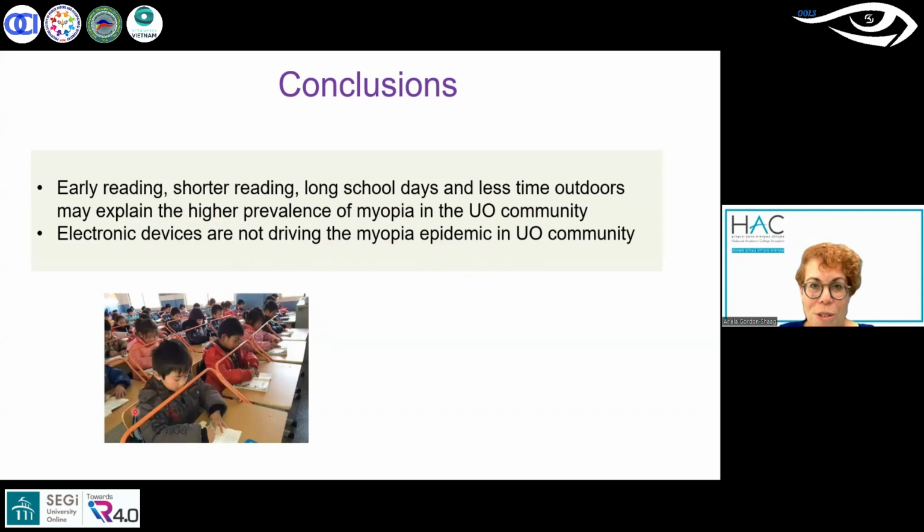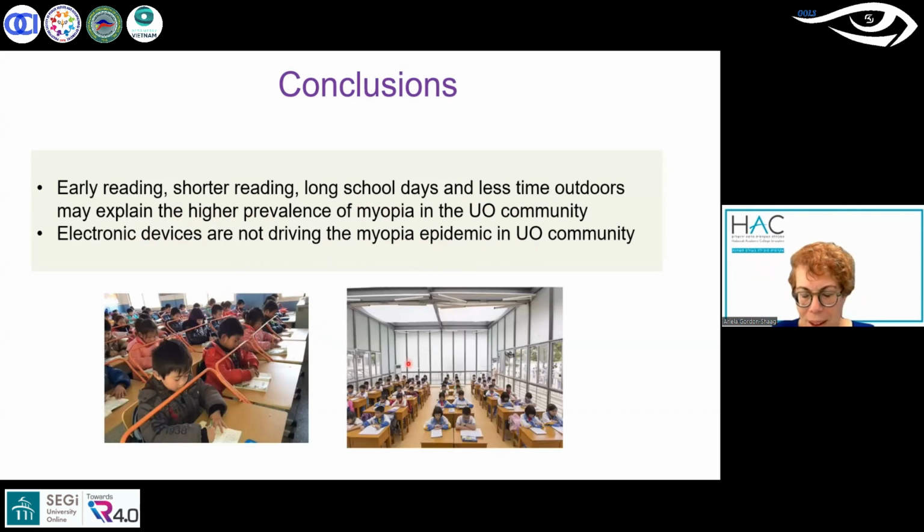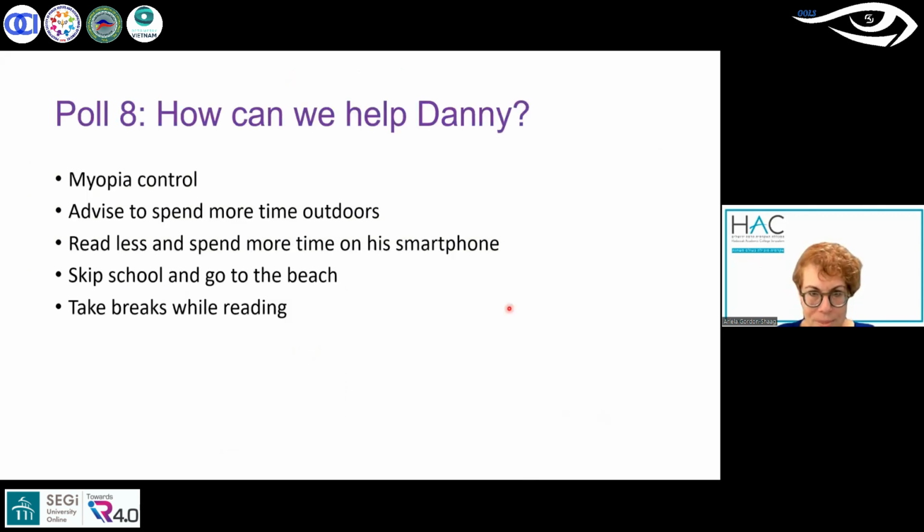I'm just going to show you a few interventions that they've been doing in China. One is they have these bars in the school that prevent the children from getting too close to the material, based on the notion that shorter reading distances cause myopia. And this is another type of intervention in China. You can see it's a classroom, but the ceiling and the walls are made out of glass, and that's to expose these kids to a lot of outdoor light.